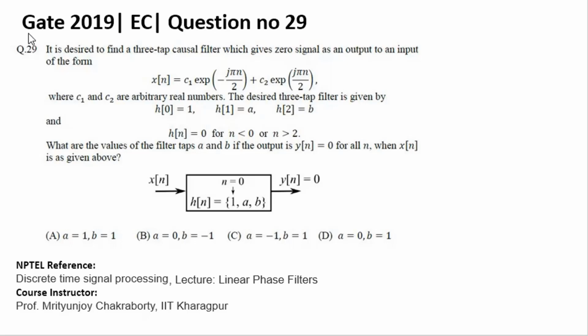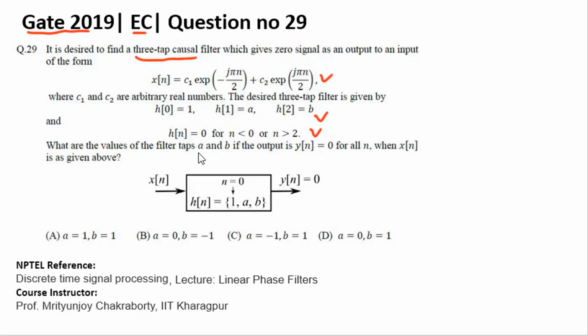So this question was asked in GATE 2019 Electronics and Communication Engineering paper, in which you have to find a three-tap causal filter which gives a zero output signal for an input in the form of x of n, and the filter coefficients h of 0, h of 1 and h of 2 are given as 1, a and b. And this is the condition of the filter: h of n equal to 0 for n less than 0 and n greater than 2. So this filter is live only from 0 to 2.